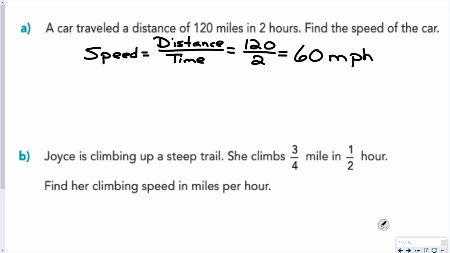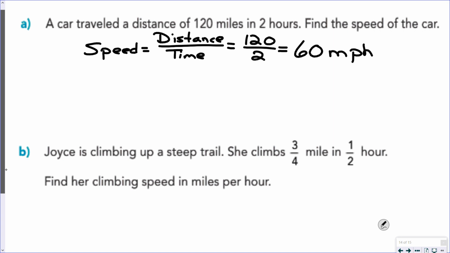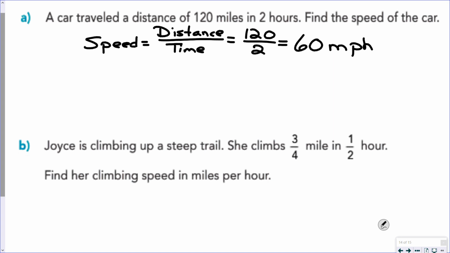We have Joyce climbing up a steep trail. She climbs 3/4 of a mile in half an hour. We want to find her climbing speed. So speed equals distance divided by time. That's just another way to write it. Her distance is 3/4 of a mile. Her time is half an hour. And so we need to, again, go back into the toolbox and remember our steps for dividing by a fraction here.